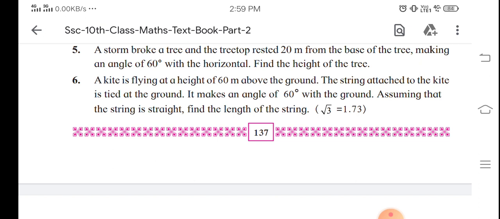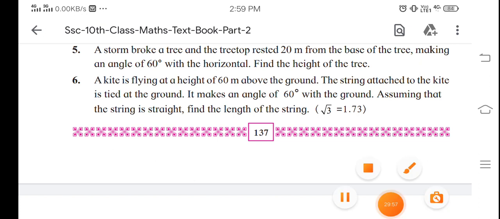See, in the sixth question, what they have given: a kite is flying at a height of 60 meter above the ground. Okay, above the ground a kite is flying, and the height of that kite is 60 meter, and the string attached to the kite is tied at the ground. The string makes an angle of 60 with the ground. So just assume that the string is straight. So we'll have to actually find the value of the string only.